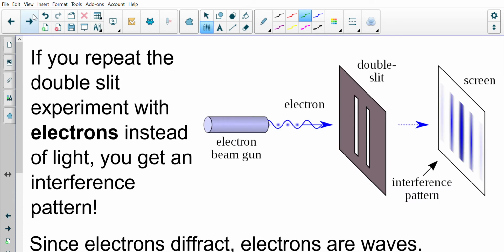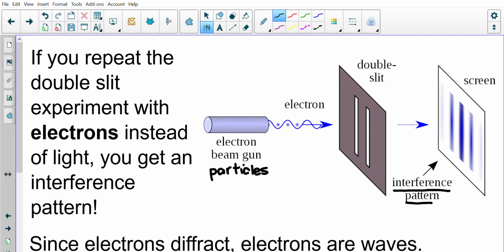Well, what de Broglie figured out is that if you repeat the double slit experiment with electrons instead of with light, you get an interference pattern. Now, this was a crazy discovery because prior to this, everybody thought of electrons as particles. Electrons being particles, you wouldn't expect them to diffract because only waves diffract. But what you're actually seeing here is that your electrons are creating an interference pattern, which is evidence that the electrons diffracted, which means that these electron particles have wave properties.